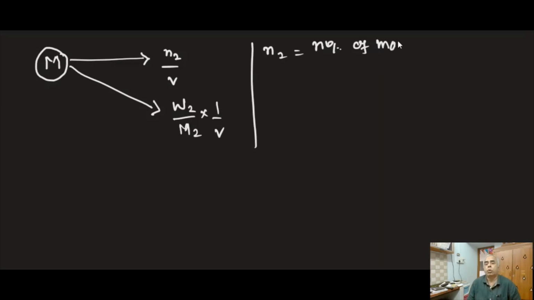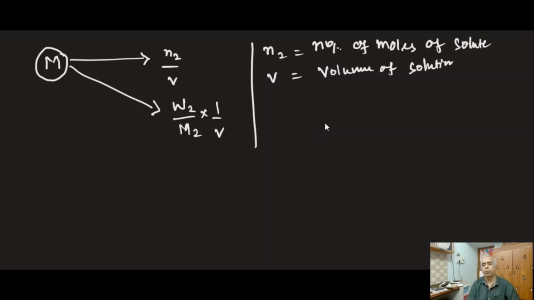And n2 is nothing but the number of moles of solute. So solute is the smaller portion of the solution, so it is represented by the subscript 2, whereas solvent is represented by 1. When I put n1, then it is called the number of moles of solvent. So here V represents the volume of solution, but its unit is liter.